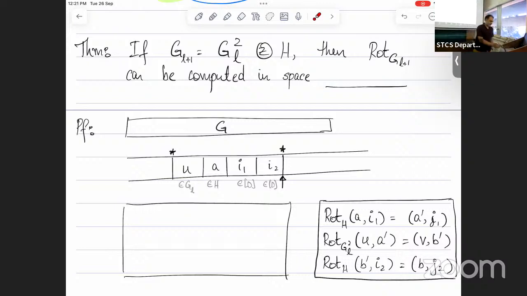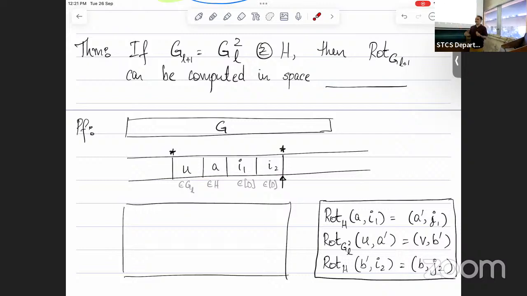So basically, I've just written on the right hand side what you need to do to compute the rotation map for the zigzag product. I'm supposed to eventually return V comma B comma J2 comma J1. That's what I should return. So what should finally go on the tape is V, B, J2, J1, because that's the rotation map output.